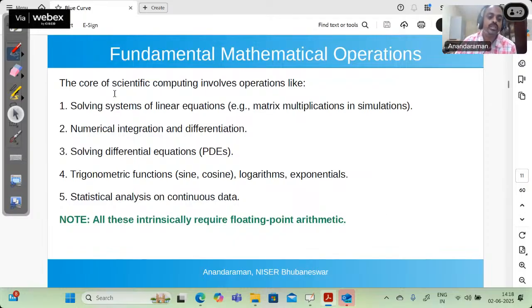So these are some of the mathematics used for computation: linear equations, numeric integration and differentiation, solving partial differential equations, trigonometric functions, statistical analysis. All of these intrinsically require floating point operations, because you cannot do it with integers. Then accuracy is not achieved.